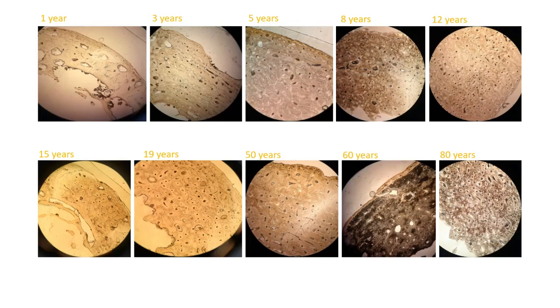Here we see examples of human bones and changes in their structure due to aging. Besides the thickening of the cortex, appearance of secondary osteons and an increase in their number and density can be seen.